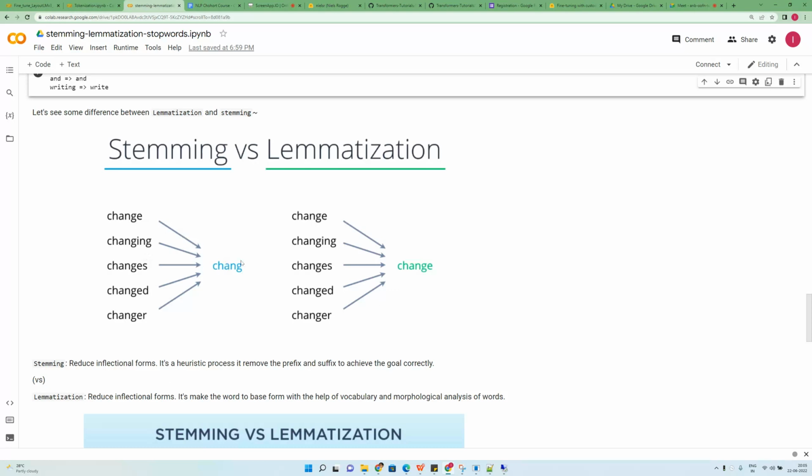So no, not root word. Lemmatization changes to the root word. But stemming just removes; it has some rules. Okay, I will just remove ing, or I will just remove es, I will just remove ed. Usually that's what occurs, right? For every word, at the end you will just add ing, ed, es, or er. So what it does is it looks for those kinds of scenarios and just removes them. It doesn't see at the end of the day what it is converting to. But lemmatization converts to the root word, like change.